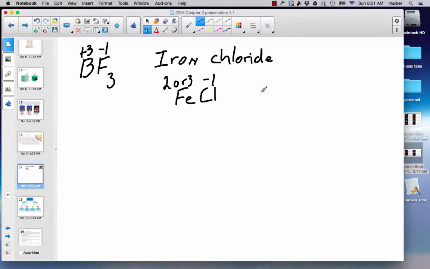Well, obviously that's not a great situation. So what we're going to have is a system that says, depending on which form of iron we use, we're going to indicate that by putting a Roman numeral here. So let's say that we want to write the formula for iron(III) chloride, which we've already said was the common form, so we'll do that.